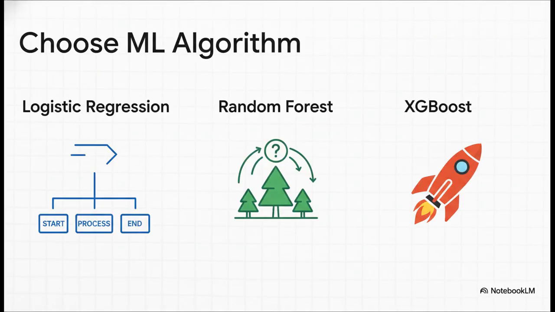Now, there's not just one way to teach this thing. We've got options, different coaching playbooks, you could say. Logistic regression, that's your solid, reliable, straightforward approach. Random forest is a bit more complex. It uses like a whole committee of decision makers to get a verdict. And then you've got beasts like XGBoost, which is a high-performance, championship-level strategy. The one we choose really depends on what we need our system to do.